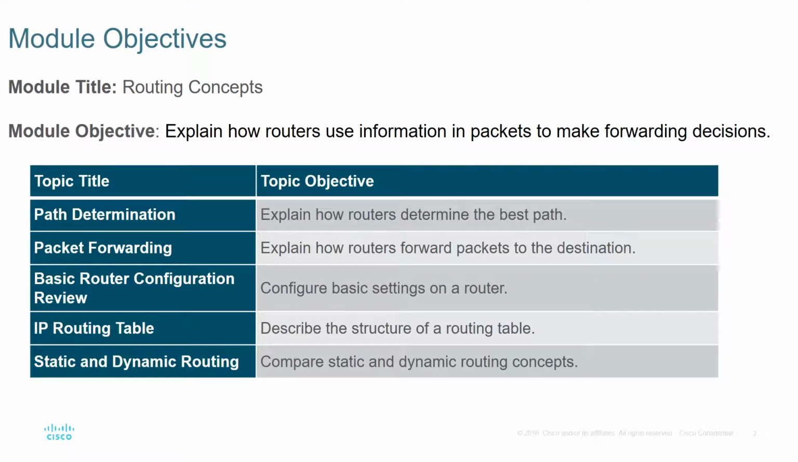The objective for this week is to explain how routers use information in packets to make forwarding decisions. It will explain how routers determine the best path and how routers forward packets to the destination. We'll configure basic settings on a router, describe the structure of a routing table, and compare static and dynamic routing concepts.